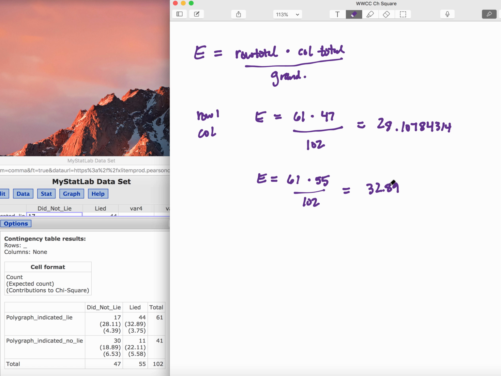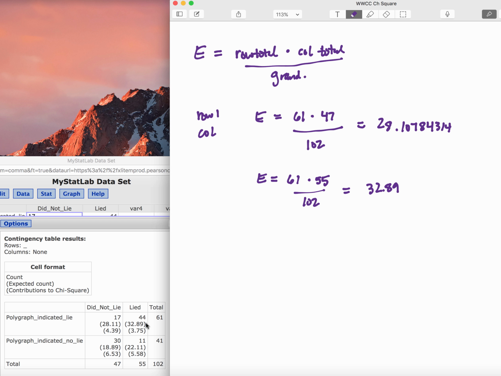So the goal is to compare expected counts with observed counts. So going back to this table here, if I observed 17 people who did not lie, but the polygraph did say that they lied, 17 people fell into that category, but if our null hypothesis is actually true, I should have had 28 people in this category. So granted, there's going to be some discrepancy between actual data and theoretical data, but is that too far away, or is it close enough? We look at the big picture of all 4 cells.